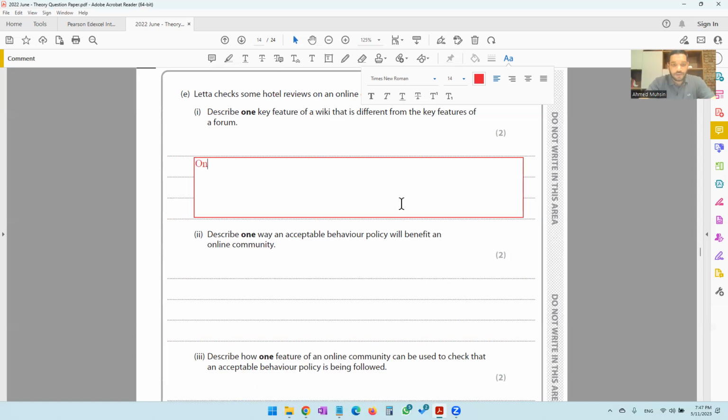Let's write it over here. You can say on a wiki, users can edit. Users can suggest additions on what has been posted, and a moderator can either approve or disapprove these additions. But you do not have this feature on a forum. On a forum, editing what has been posted is generally not there. Instead, you would comment your opinion, you would comment on what you want to say.